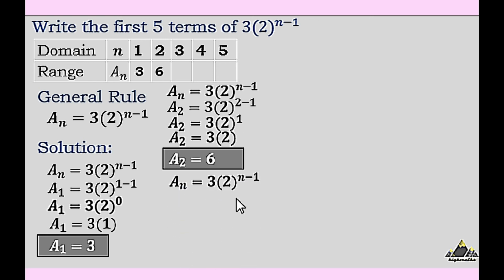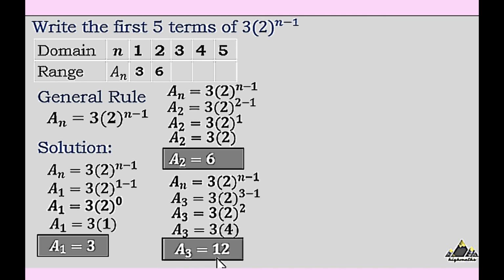For our third term, we substitute 3 to the variable n. We have a sub 3 equals 3 times 2 raised to the power of 3 minus 1. Solving 3 minus 1, we have a sub 3 equals 3 times 2 raised to the power of 2. Solving 2 squared, we have a sub 3 equals 3 times 4. And then solving 3 times 4, we obtain a sub 3 equals 12. So our third term is 12.